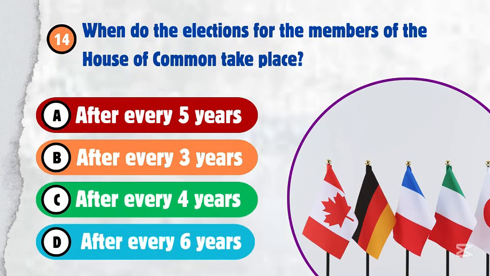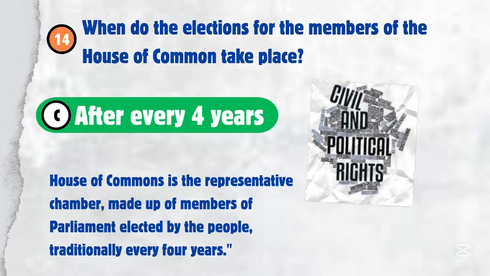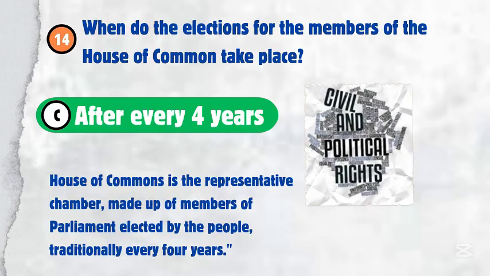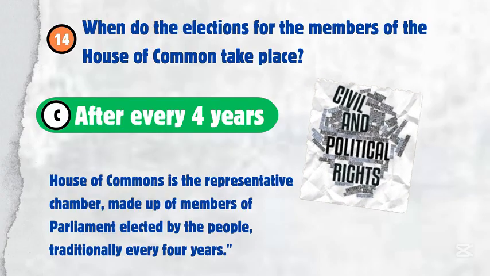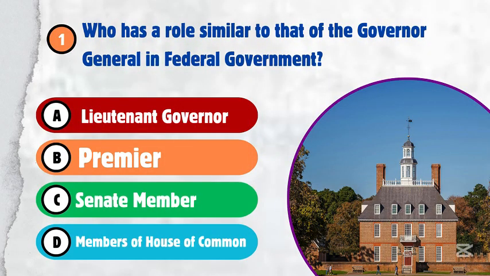14. When do the elections for the members of the House of Commons take place? A. After every 5 years. B. After every 3 years. C. After every 4 years. D. After every 6 years. Answer: C. After every 4 years. The House of Commons is the representative chamber, made up of members of Parliament elected by the people, traditionally every 4 years.